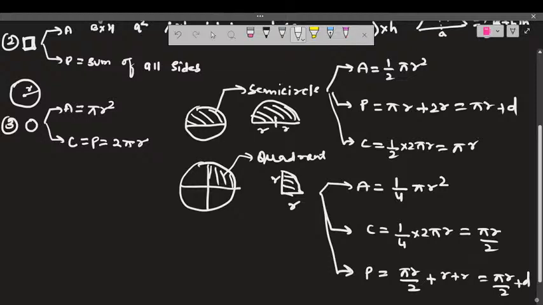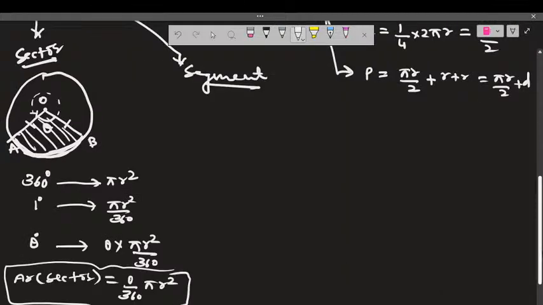And not only area of sector, you can even find the length of this arc. How will you find this length? Same concept you can use, theta over 360, but here rather than using pi r square, you have to write 2 pi r. This will be your length of arc.